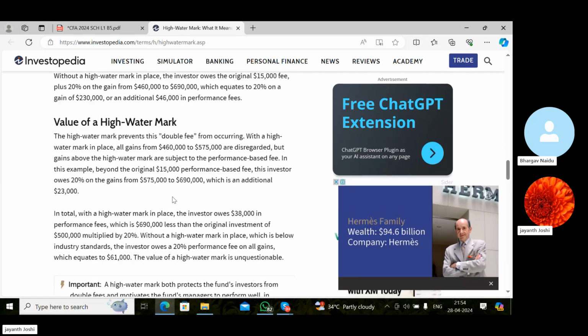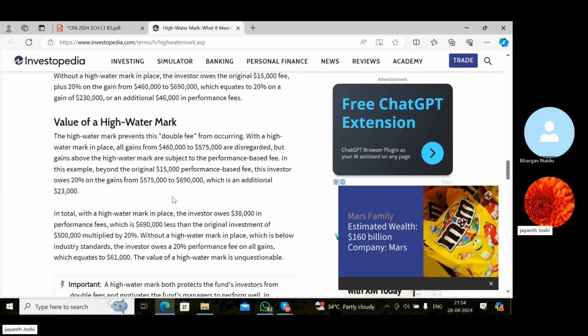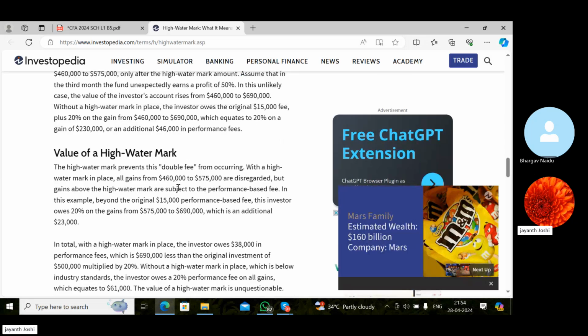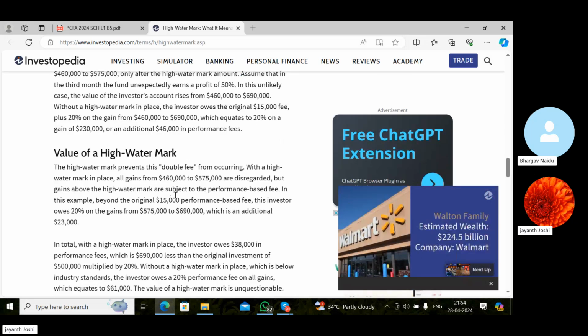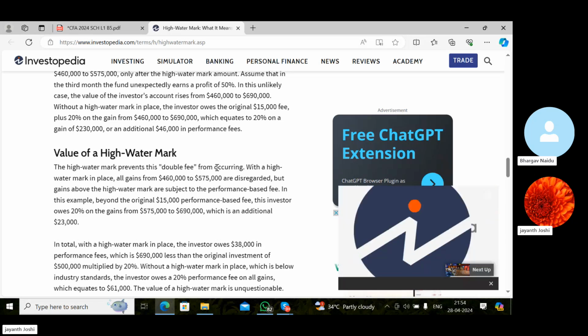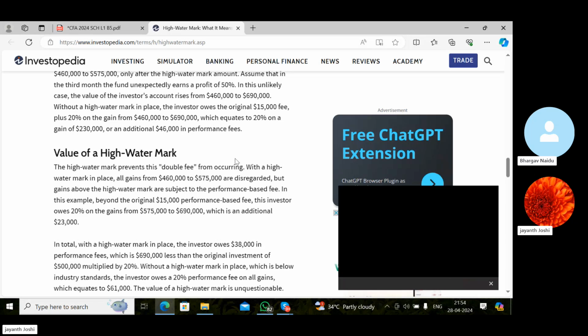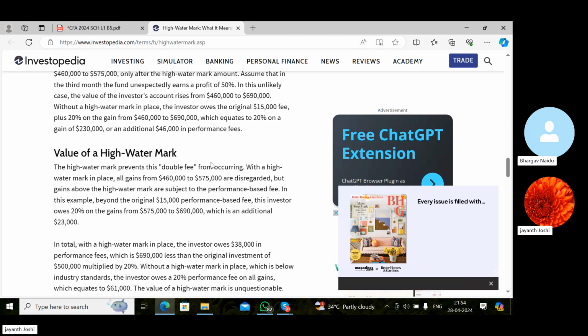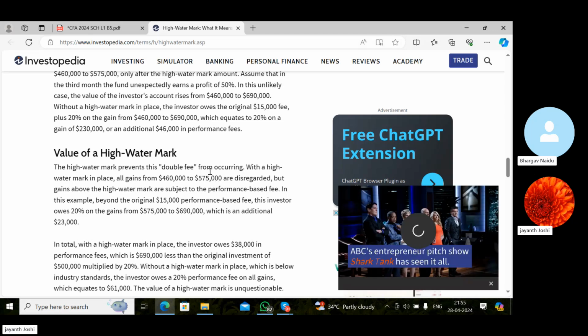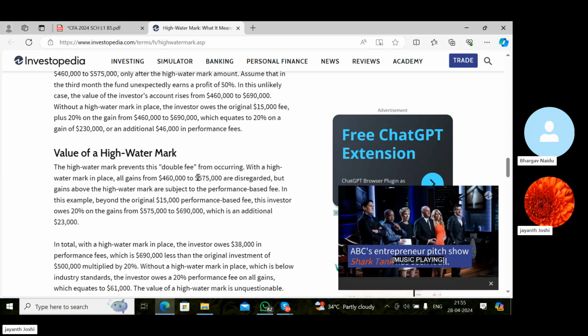But what happens? The high watermark prevents this double fee. So first let him come from 460 to 575, for which he has already got the money, correct? He has already got the money for making the fund gain 75, right? Why should we pay? And until and unless he reaches from 460 to 575, we are not going to give him any from here to here. He is not doing us a favor. He is again reaching the same point where we were. This cannot be considered as a gain.